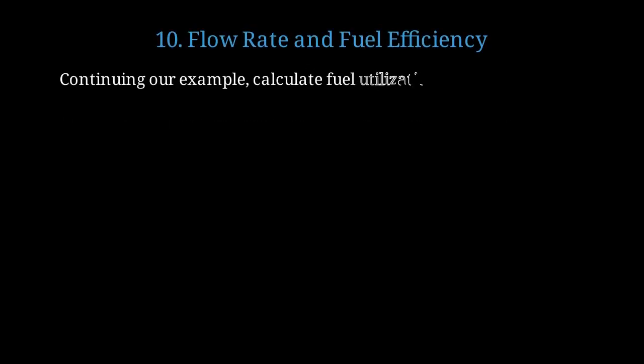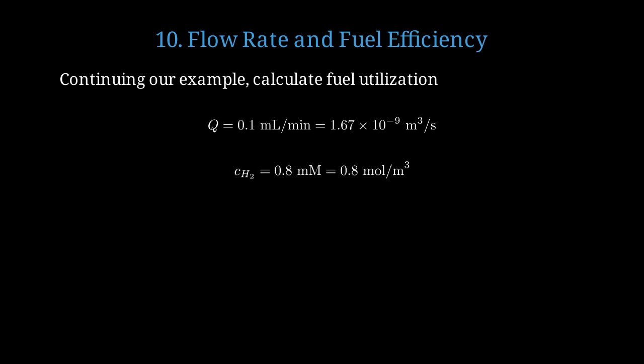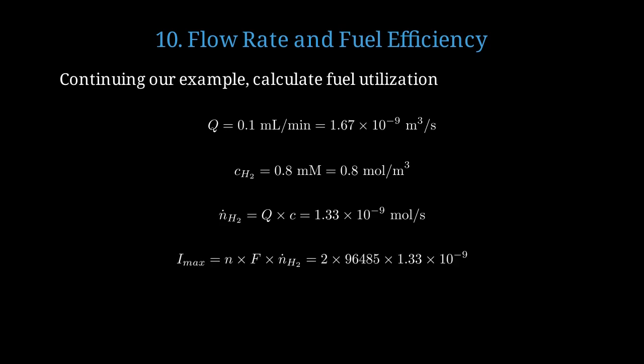Continuing with our example, let's calculate the fuel utilization efficiency. Assume flow rate of 0.1 milliliters per minute, which equals 1.67 times 10 to the minus 9 cubic meters per second. Hydrogen concentration in aqueous solution is approximately 0.8 millimolar, or 0.8 moles per cubic meter. Molar flow rate of hydrogen equals volumetric flow rate times concentration, 1.33 times 10 to the minus 9 moles per second. Maximum theoretical current equals number of electrons times Faraday constant times molar flow rate.